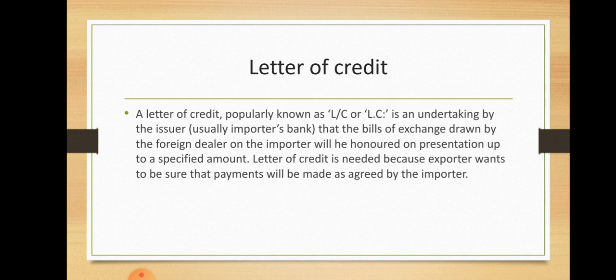Therefore, through this document, the importer establishes a credit in favor of the exporter at a bank. At the moment when the exporter receives the letter of credit, he will go to the bank, show the letter of credit, and the bank will give the specified amount.